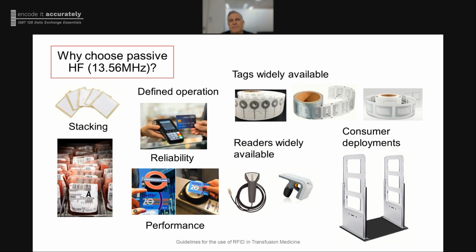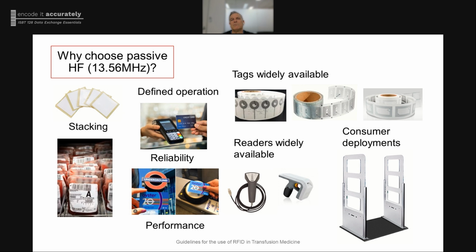There are other characteristics of passive HF that support a global deployment in blood banks and hospitals. Stacking or dense packing of tagged items is required. This capability was available at HF with Mode 2 HF. Due to its near-field operation, HF has a well-defined operating volume inside which very reliable operation occurs and outside which spurious operation is not possible.